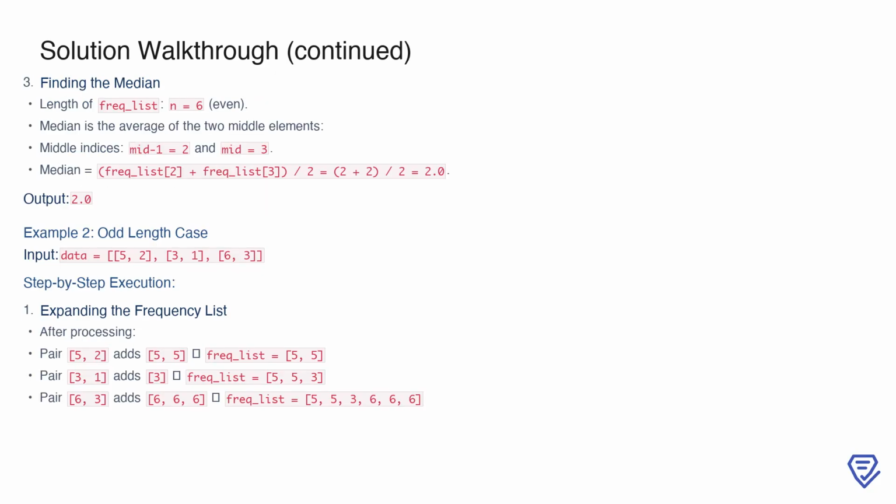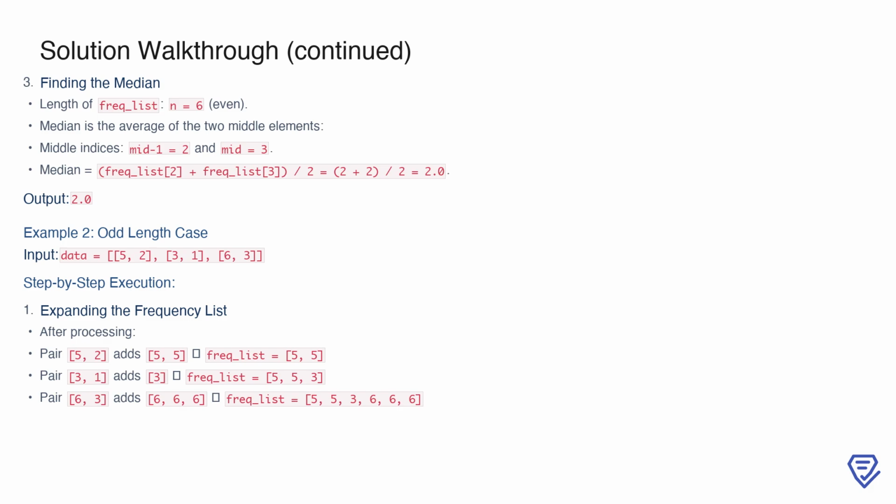so no further sorting is needed. Now that we have the frequency list 1, 1, 2, 2, 2, 3, the next step is to find the median. The length of this list is 6, which is even. For even length lists, the median is calculated as the average of the two middle elements. The middle indices are 2 and 3, corresponding to the values 2 and 2. Taking the average, we get (2 + 2)/2 equals 2.0. Therefore, the median of the frequency list is 2.0. This completes the first example.